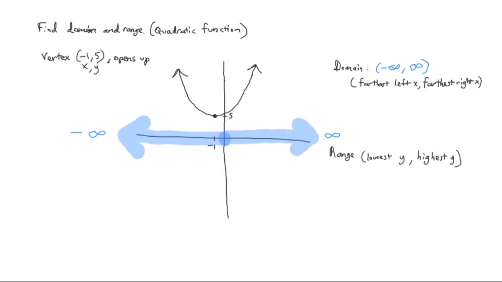And now for the range. The range is talking about the y-coordinates, so we're looking at up and down. Let's start with the lowest point on the graph. Now, you won't start at the origin here. Just looking at the graph, this is the lowest point. It's not going to be able to go down any further than the vertex. So in that case, you take the y-coordinate from the vertex, the 5.